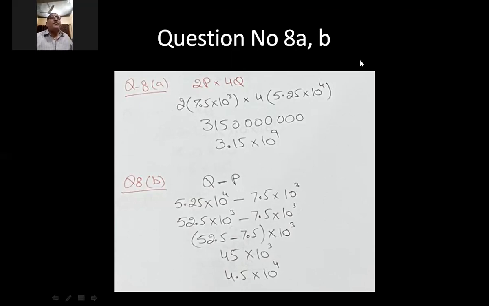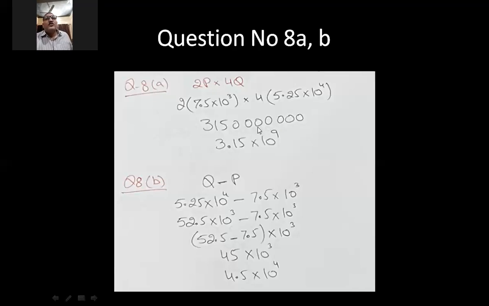2P multiply 4Q. So you see, I substituted the value of P and the value of Q here. When you multiply all of them, in your calculator you will write 2 multiply 7.5 x 10^3 multiply 4 multiply 5.25 x 10^4 and equals, so you get this number, 315000000. Because the decimal is here, I will convert it into the standard form.